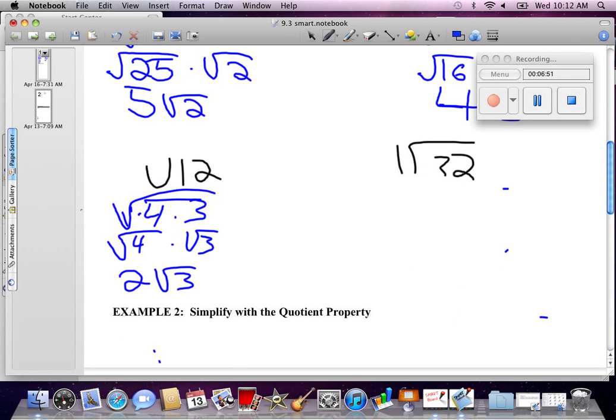2 square root 3. Okay? Some of you tried 2 times 6. Neither of those are perfect squares, so they won't work. Don't forget that. All right, we've got the square root of 32.